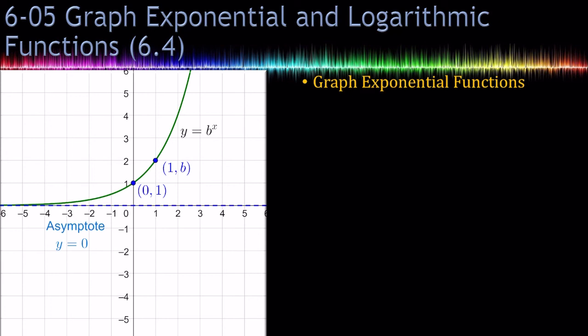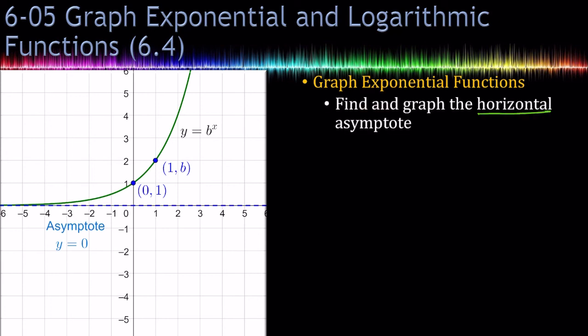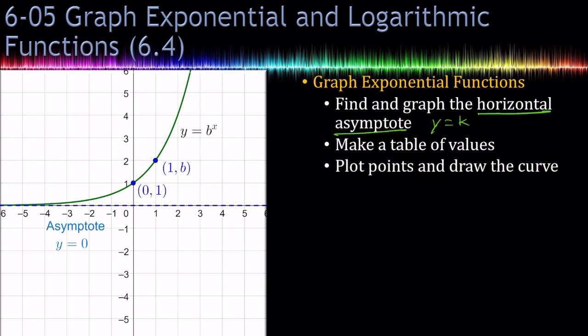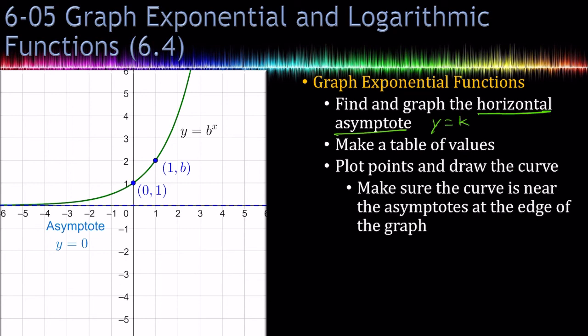So how are we going to graph exponential functions? Well, first of all, graph the horizontal asymptote. Oh wait, what was that? Remember, that was y equals k. Then you're going to make a table of values on your calculator, plot the points and draw your curve. You do need to make sure the curve is near the asymptote at the edge of the graph. Notice over here on our graph, it is near the asymptote.